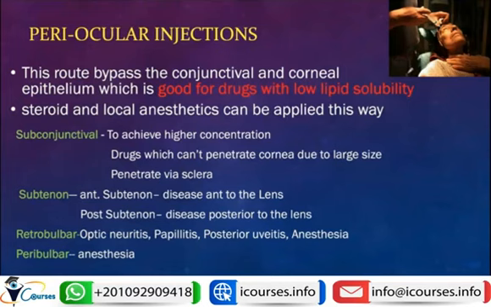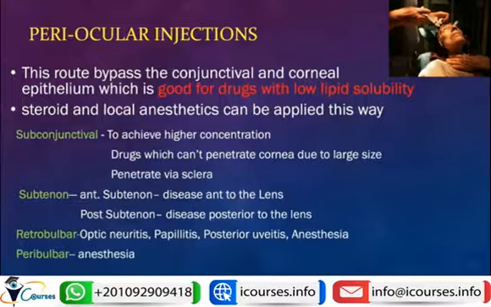The periocular injection is a good route for drugs that have poor lipid solubility and water solubility. So if there is a drug that we want to administer to the cornea or to the eye that has poor lipid solubility, and we want to bypass the cornea and the conjunctival epithelium, then here is the way to go, which is the periocular injection.